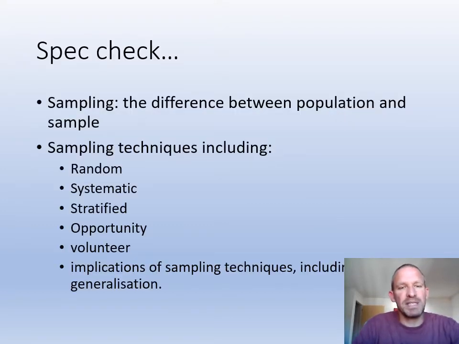So this is what's on the specification. Ultimately, you've got 5 different ways of obtaining the sample for your study. You need to know what those techniques involve, and like I've said, the strengths and limitations. So bias and generalizations, what are the implications if you choose to use these approaches.